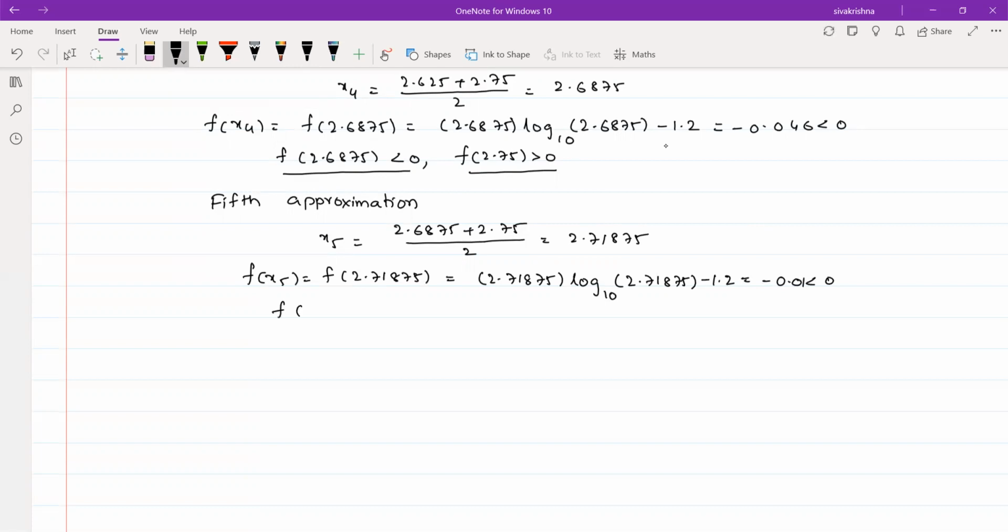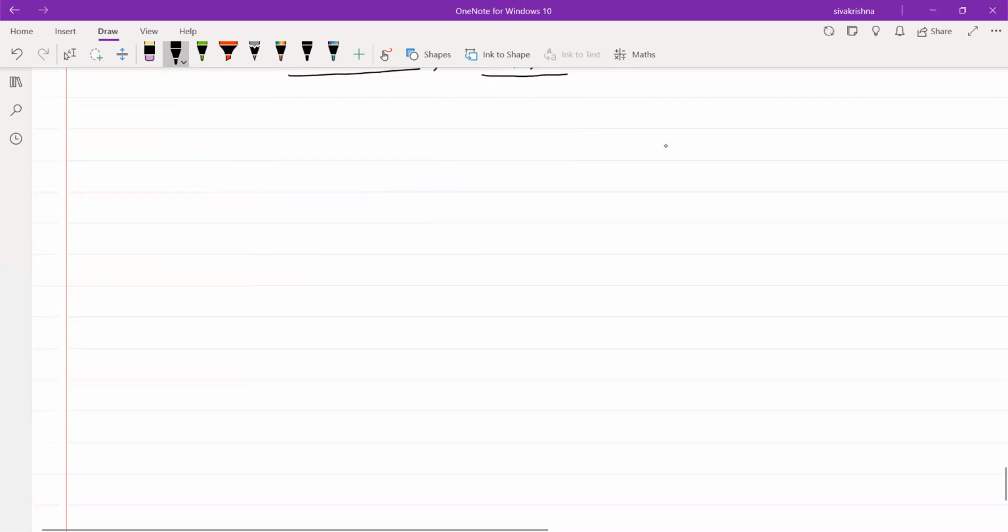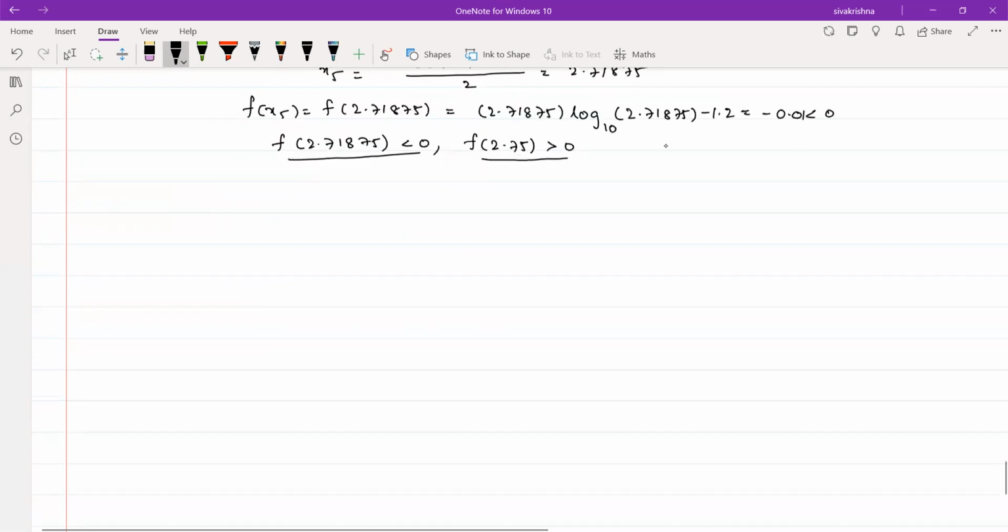It means we get f of 2.71875 is a negative value, and once again we have to carry a positive value from the above step, so I am carrying 2.75, which is a positive value. Once again we have to underline these two terms in order to calculate the next approximation. Okay, so coming to the next approximation, that is the sixth approximation.